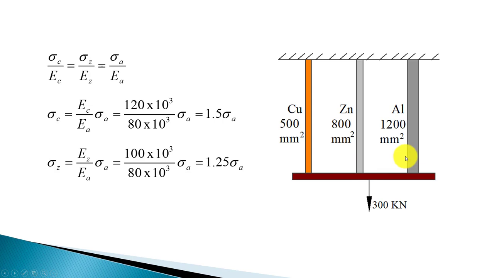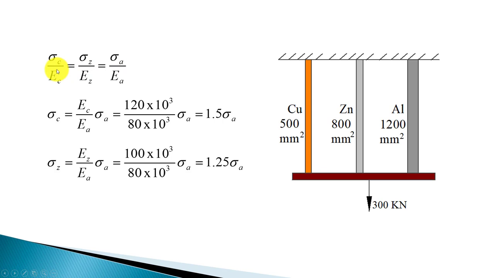So strains are equal. We know the strain induced in copper is sigma C by EC, strain induced in zinc is sigma Z by EZ, and strain induced in aluminum is sigma A by EA. So all strains are equal. We have the relation that deformations, that is elongations, are equal. Since the lengths are equal, even the strains are equal. So you can equate the strain induced in all three materials.